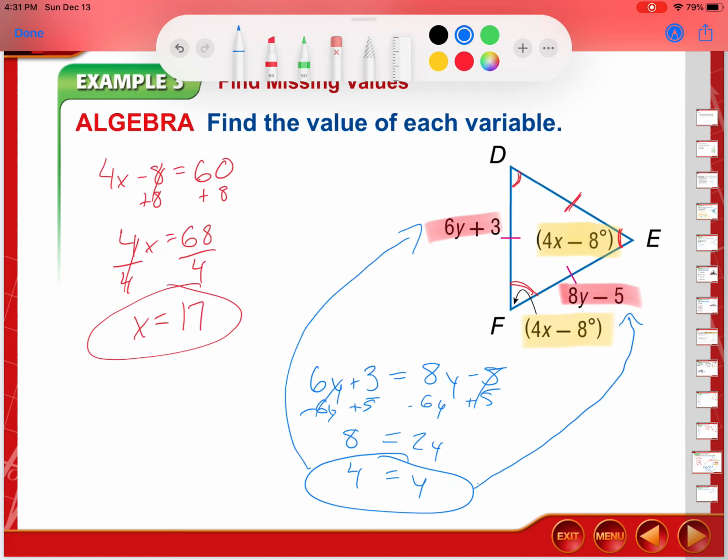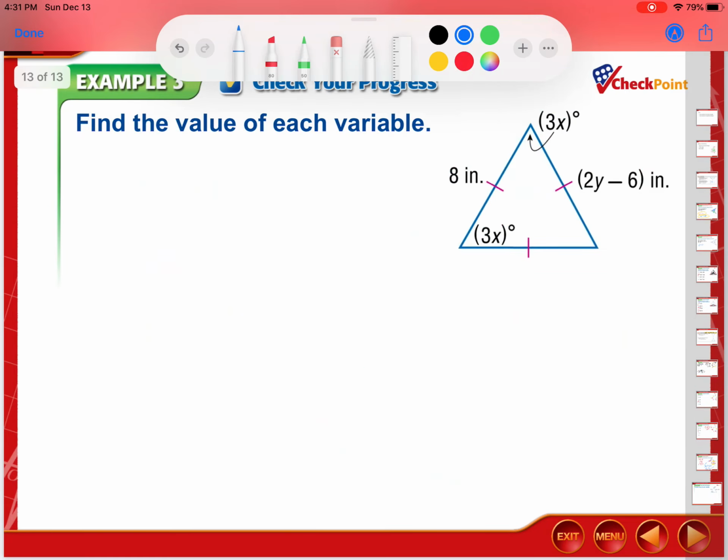Now, if I needed to find the measurement for everything, I could then take this y equals 4, and I could plug it back into either of these equations. And if I did that, I would find out that each side length is 27 units, which once again, you don't have to do that in this problem, but I'm just trying to prepare you for when you inevitably are asked to do exactly that.